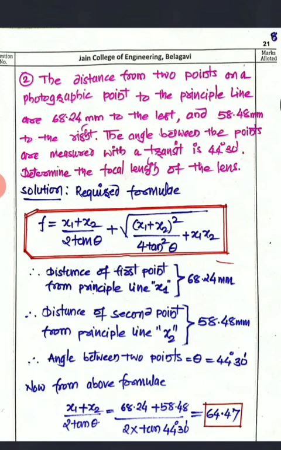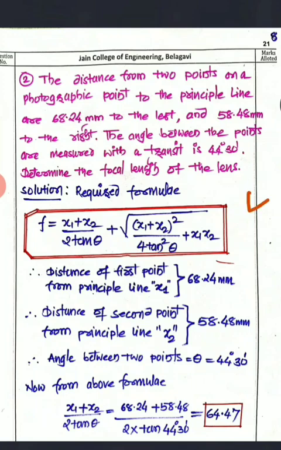I hope you remember the focal length formula. So that formula we are going to use here. In that formula you will be having xa and xb, right? So here I am taking it as x1 and x2. Both the values are given, and along with that the theta value is also given, right? So theta is 44 degree 30 minutes. So it is very easy, you just use the formula.